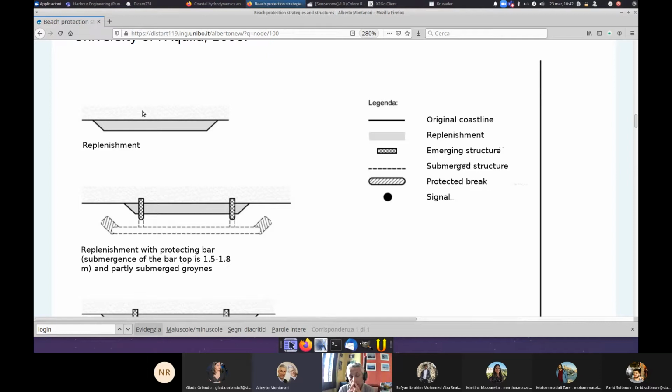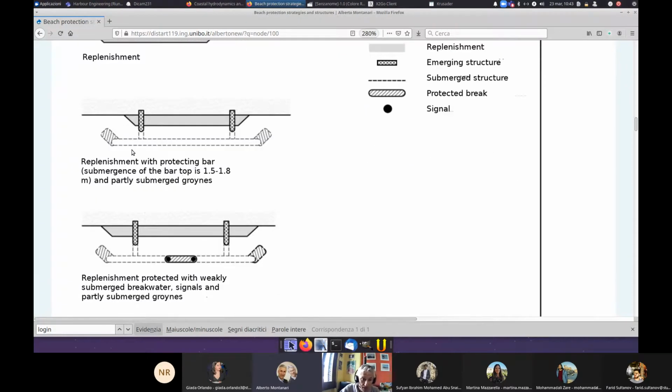But replenishment can be coupled with hard infrastructures. So, for instance, a possible solution may be that you put groins there, and then you speed up the process of moving the shoreline forward by bringing sand, because it may take a while before groins reach a steady configuration. It may take a long time, and therefore with replenishment, you may speed the process up. And in this case, the replenishment is protected with groins and also with a protecting bar.